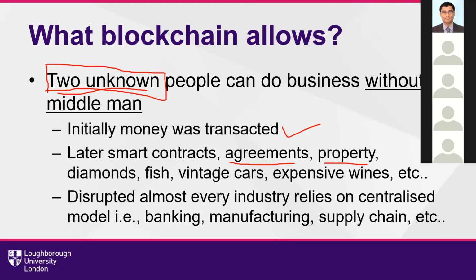Actually, currently the blockchain is being used to sell and buy diamonds, and to see the quality of fish, the fish that we eat. You can use the blockchain to see how good the fish is, where it was actually caught, whether the fish was treated well during the transportation, etc., right? So basically, this blockchain disrupted almost every industry that relies on a centralized model, right?